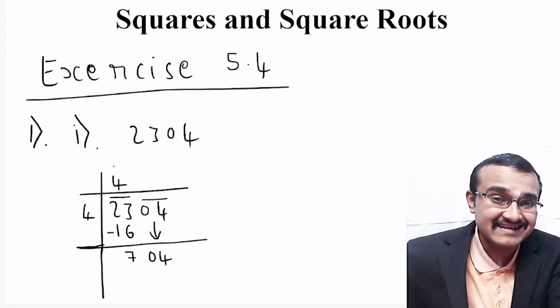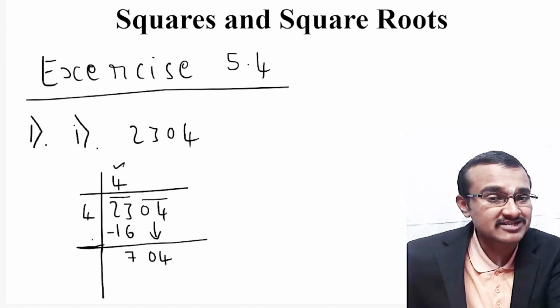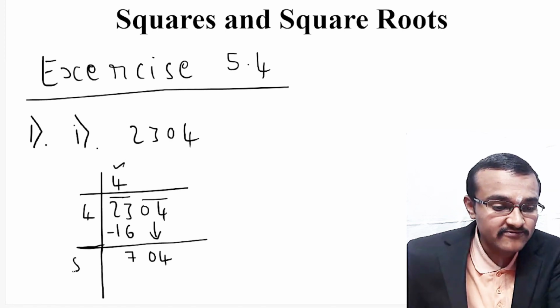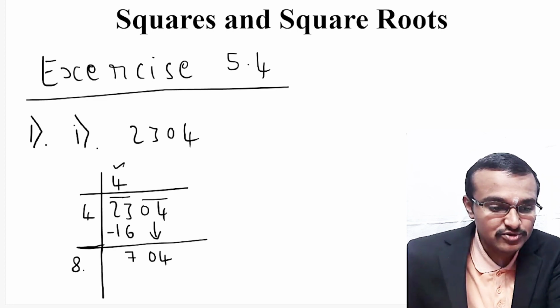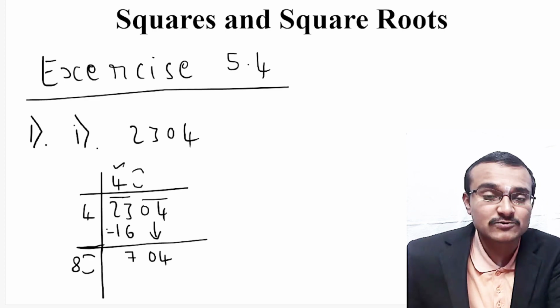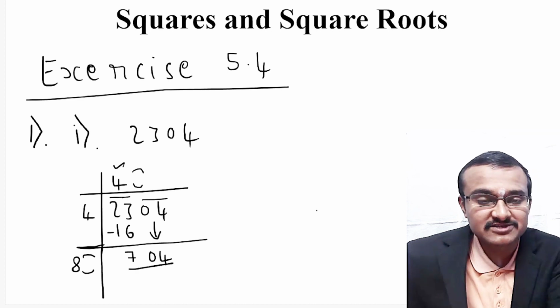Now just take the twice of 4. So what is twice of 4? Twice of 4 is 8, because 2 into 4 is 8. So now you should fill this particular position, and you should multiply with the same number here in quotient, so that you will get 704.